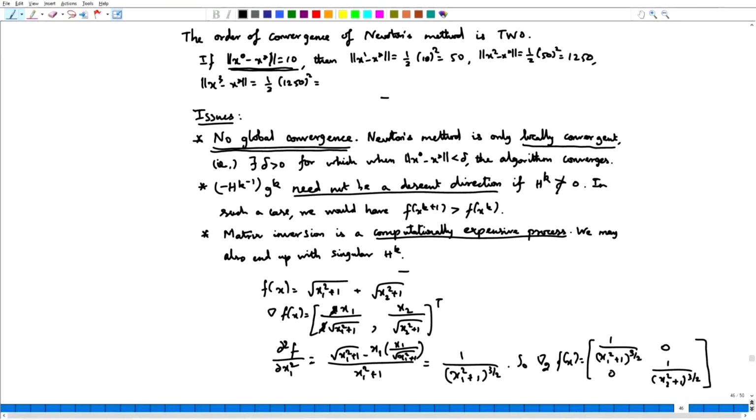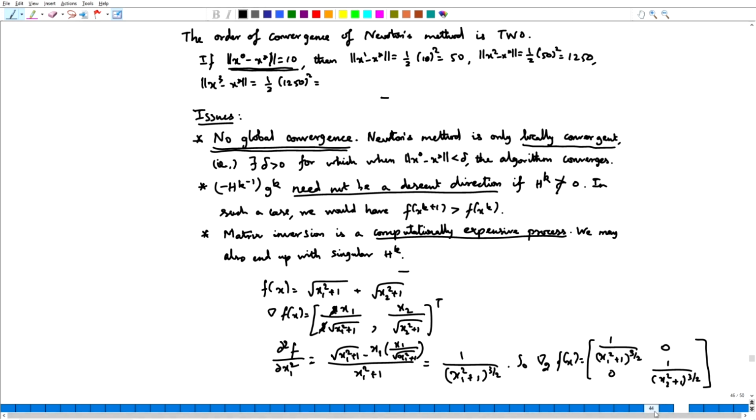Okay. So, we also saw an example, square root of x1 squared plus 1 plus square root of x2 squared plus 1. So, we also mentioned two other issues for which we will see some examples now. Okay. So, the second issue that I mentioned is that the descent direction that we chose, minus Hk inverse gk, need not be a descent direction if Hk were not positive definite, right.